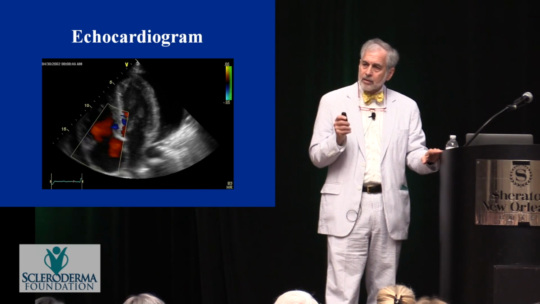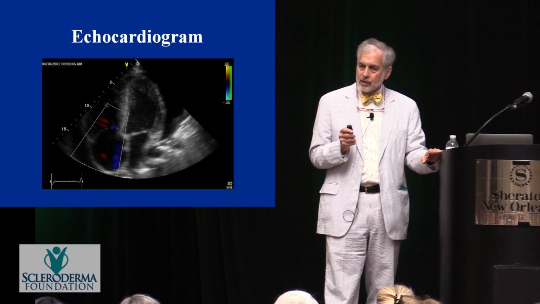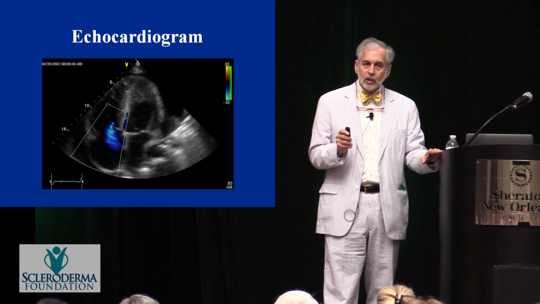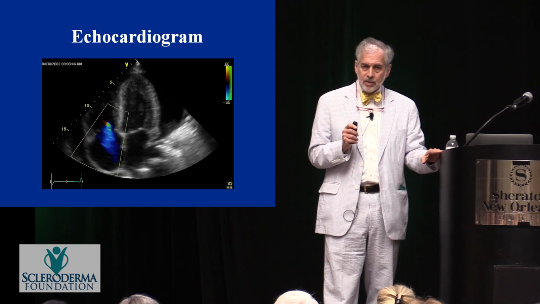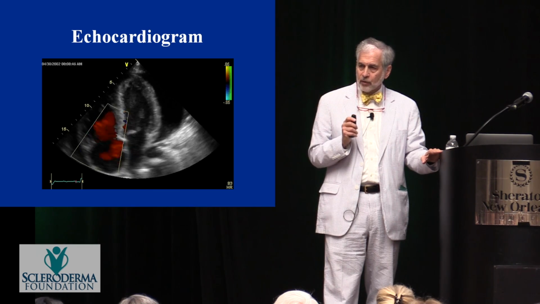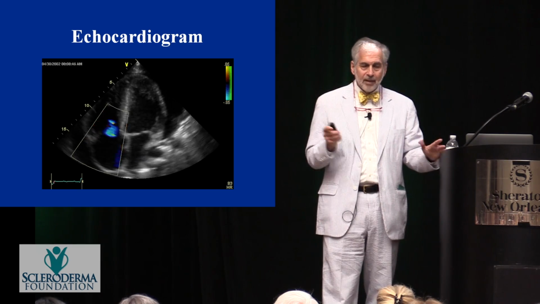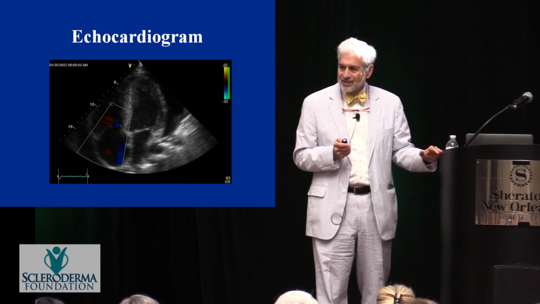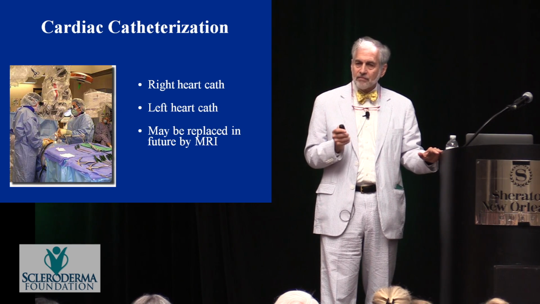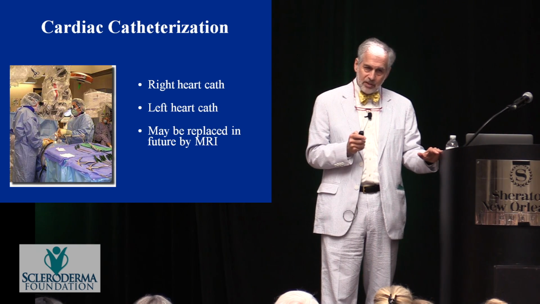You cannot diagnose pulmonary arterial hypertension by an echocardiogram. You can have a clue that it might be present, but what do you really need to diagnose pulmonary arterial hypertension? See, you guys could give this lecture. Right heart catheterization, which is a lot less involved than a left heart catheterization.